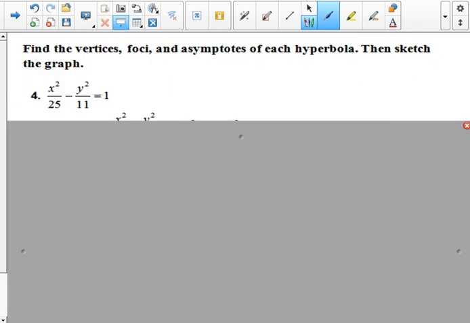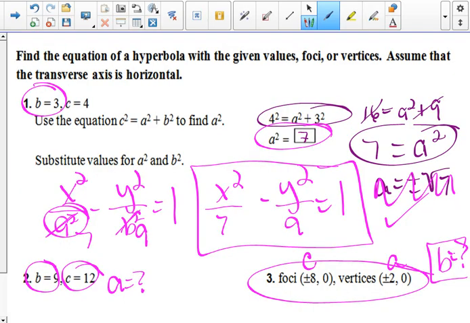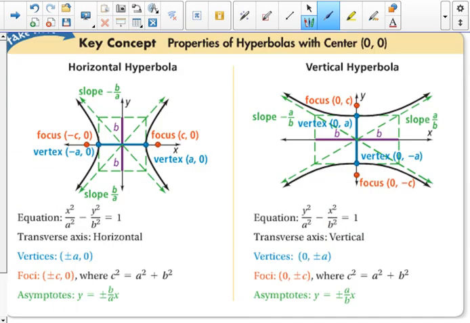All right, so now let's work number 4 together. It says find the vertices, the foci, and the asymptotes of each hyperbola, then sketch the graph. So I'm going to look at this first. X squared is first, so is it horizontal or vertical? Horizontal. So I'm going to be using my horizontal formulas. What is my vertices? Is that the A, B, or C? Vertices are A's.